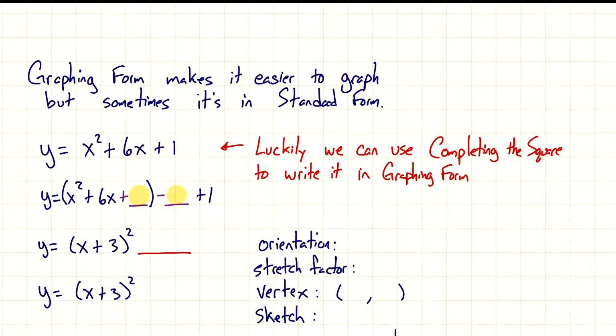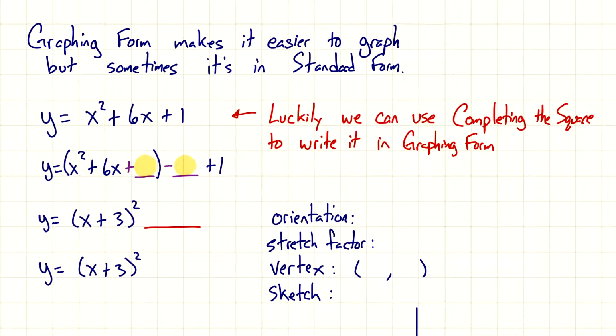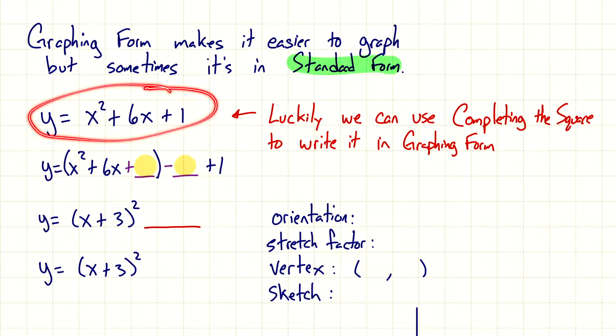So it's nice we could graph things a little bit easier, but graphing form is not always what's given to us. Sometimes it's in standard form. So this is an issue because we can't just take an equation that's given to us like this and say, okay, let's figure out the orientation, let's figure out the stretch factor, let's find the vertex. It's not given to us in the right form, so then we would have to use some other approach to finding that information.